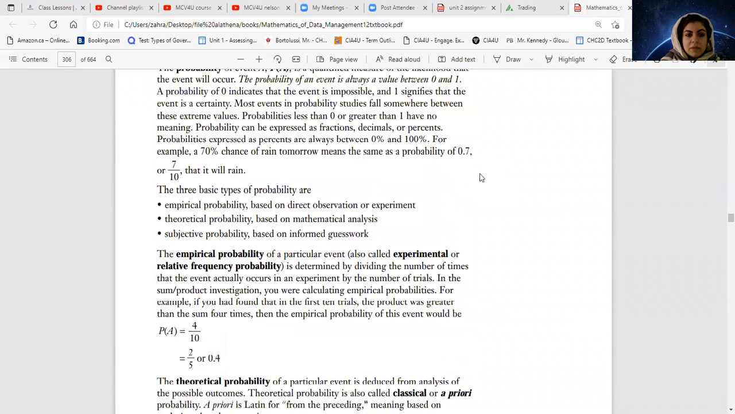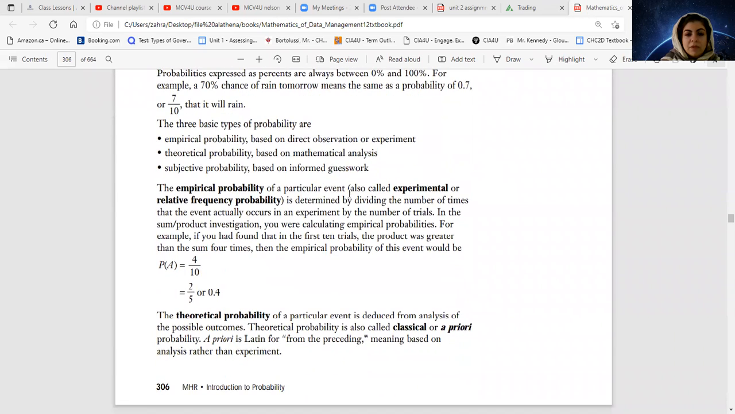So we can go through this. The empirical probability of a particular event is called experimental or relative frequency probability. It's determined by dividing the number of times that event actually occurred by the number of trials. So when you do the experiment, you have a coin, you toss it, or you toss the cube for the game. This is experimental. The number of outcomes divided by the total outcomes will be the probability.